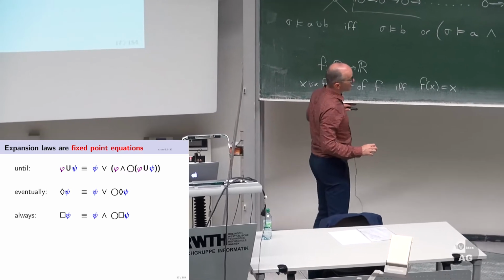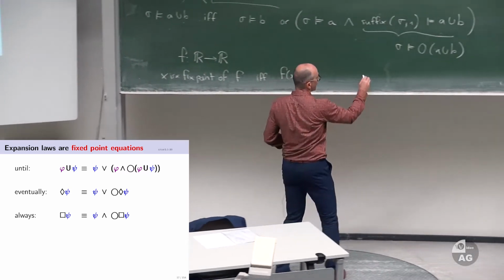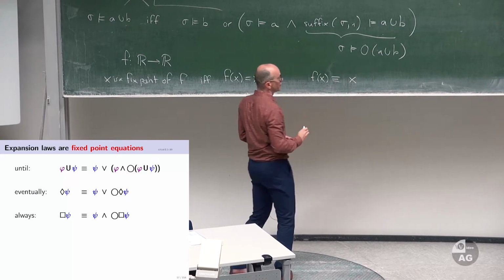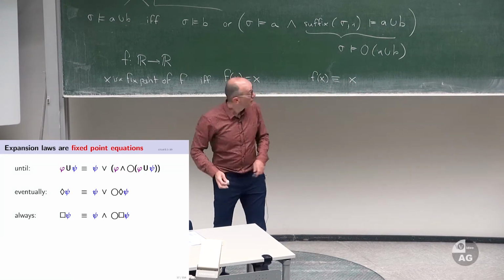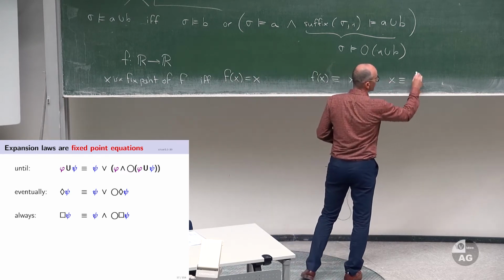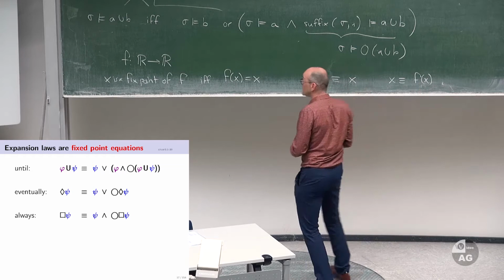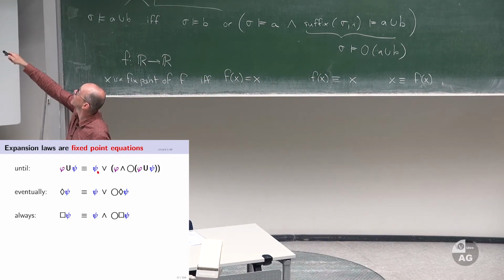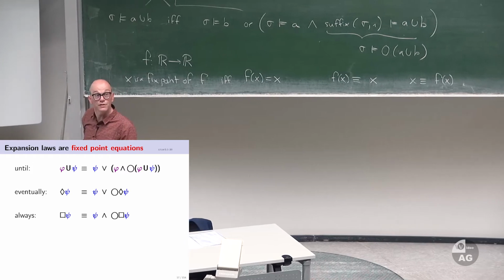Now in our setting this is a little bit different because we don't have an equality but we have an equivalence. So we have formulas of the form f of x is equivalent to x, right? In my case, it's just written down the other way around. So what I write down is x is equivalent to f of x. Here is my x until, and here is my f of x on the right-hand side.